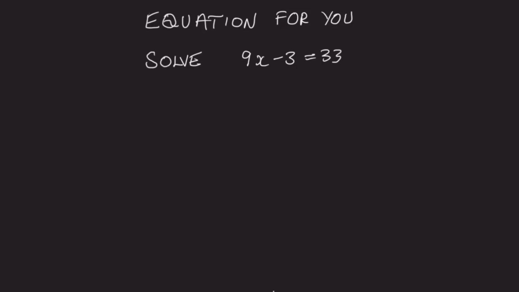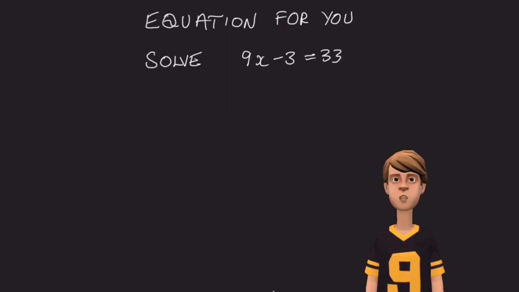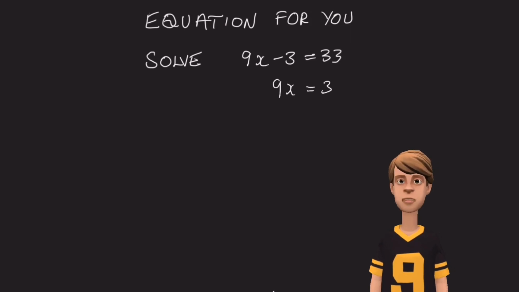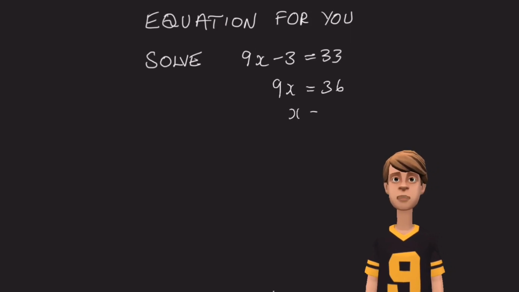If you feel you understand what we've done so far, then press the pause button now and try this one for yourself. George will be trying it too and will tell me how he got his answer if you wish to check yours. Okay, George, do you want to tell me what you would do to solve this equation? Well, first I would add 3 to both sides to give me 9x equals 36. And then I would divide by 9 to give me x equals 4.